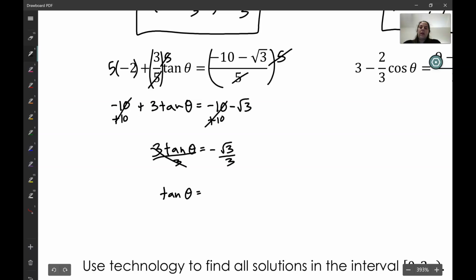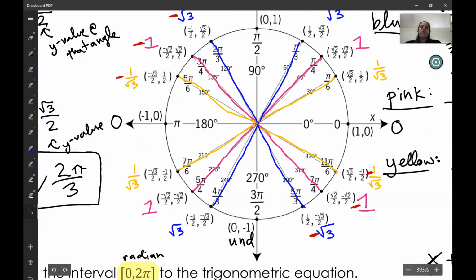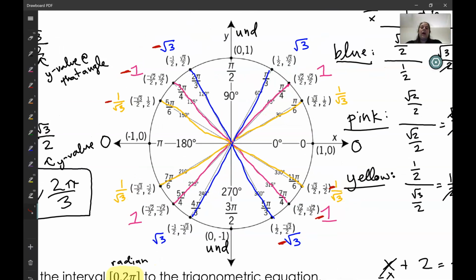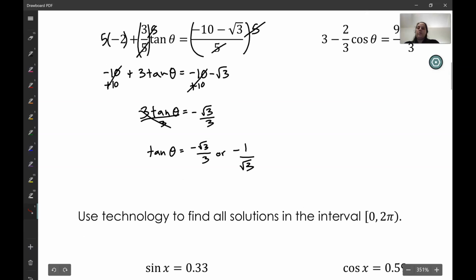So I get tan theta is -√3/3, which is the same as, which we learned in the last video, -1/√3. So I am looking on my unit circle for where the tangent is -1/√3. So I'm going to go up to here from the unit circle we made last video. I wanted tangent of -1/√3. So that happens right there. And that happens right there. So that is 5π/6 and 11π/6. So that's what I go and write here.